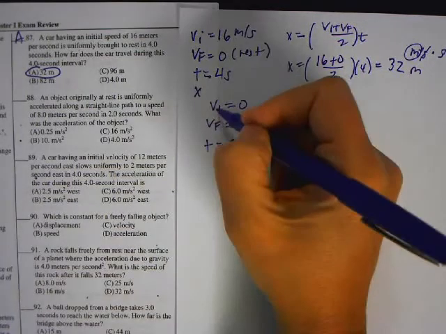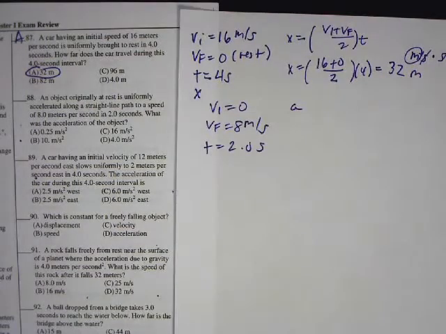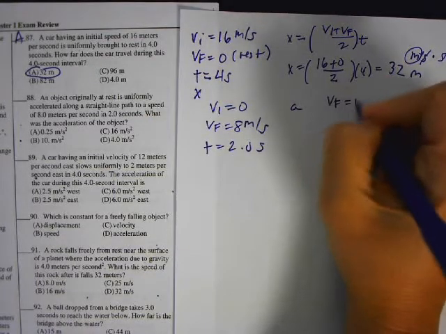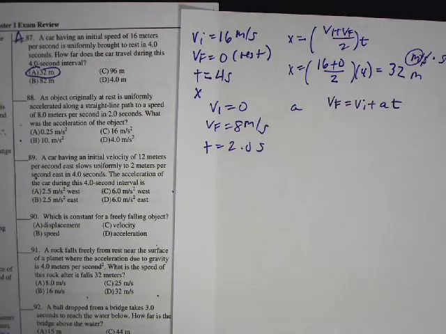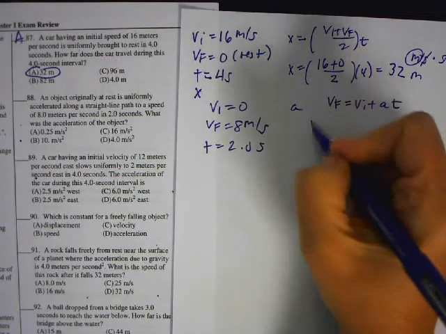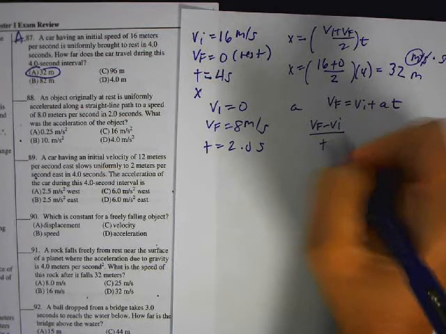So I have VI, I have VF, I have T, and I want to find A. So now I'm going to say which equation has those 4 variables. That's the one that says VF is equal to VI plus AT. I'm going to rearrange the equation to solve for the unknown in terms of the known. So VF minus VI over T is equal to A.